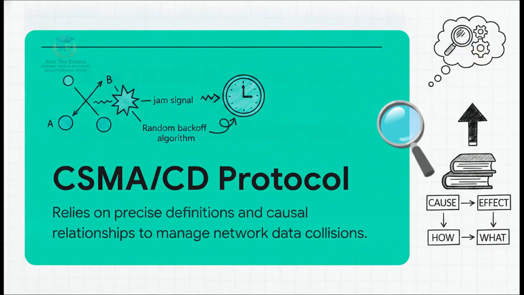Think about it logically. If node A transmits a frame and node B decides to transmit at the exact same time, a collision occurs on the shared medium. That is the cause. So what's the effect? The voltage spikes on the cable. The collision is detected. A jam signal is immediately sent out to warn all the other nodes. And then a random backoff algorithm is triggered so they don't just instantly collide again.